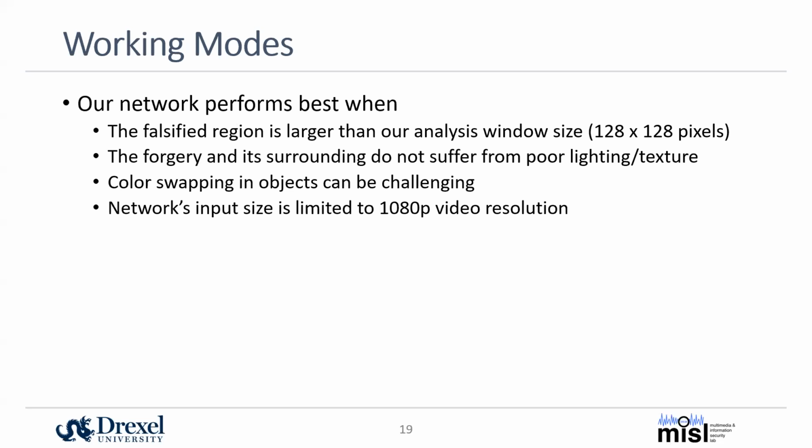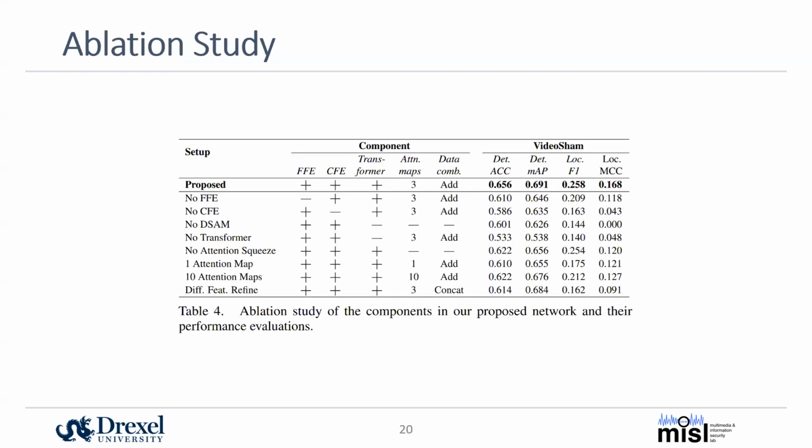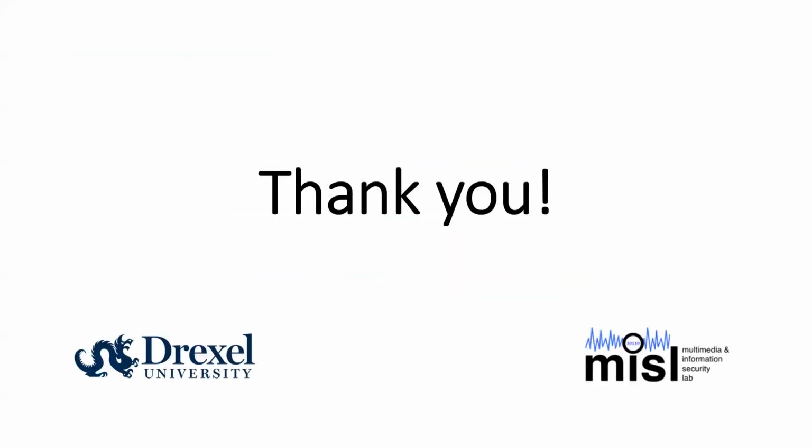Our network performs best when the falsified region is larger than our analysis window size, and the forgery and its surroundings do not suffer from poor lighting or texture. Color swapping can still be challenging to detect in our network, and our network input size is still limited to 1080p video resolution at this moment. We also conduct a comprehensive study to prove the effectiveness of individual components in our approach, as seen here and in our paper. And thank you very much for listening to my presentation.